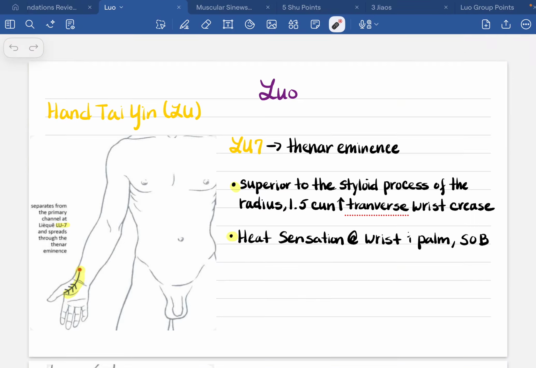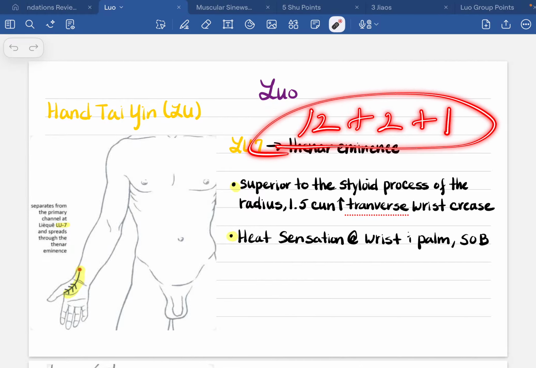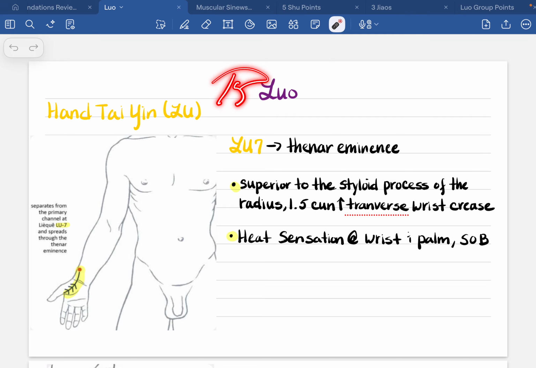Now we're going to go over the Luos. So there's actually 15 Luo points. Now how do we get that? There's 12 in the primary, then there's the Ren and the Du, which is 2. And then we have one more, a special one. It's called the Great Luo of the Spleen. So if you recall this, it'll be 12 plus 2 plus 1. And that's how we get 12, 13, 14, and 15. So that's why there's 15 Luo points.